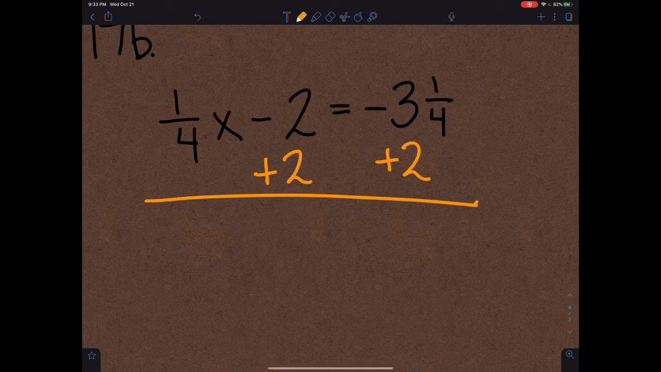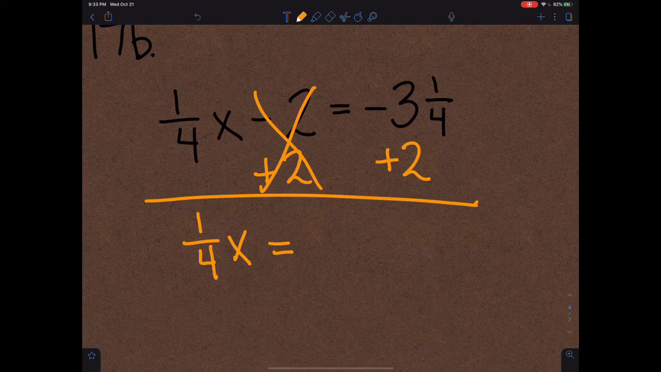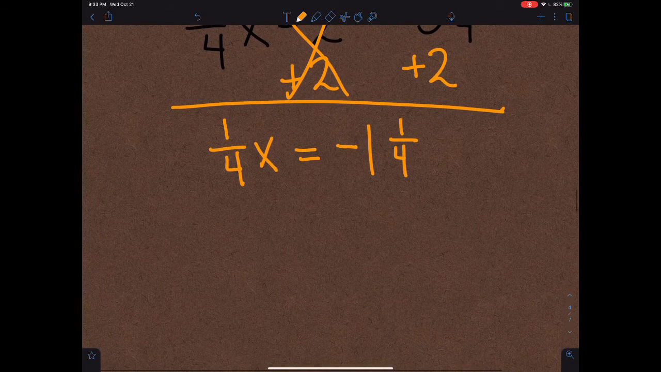Okay, so then I'm left with 1/4 x. That cancels out, equals negative 3 plus 2 is going to be negative 1 and 1/4. Okay?